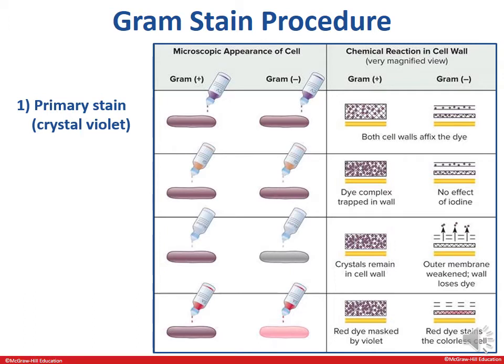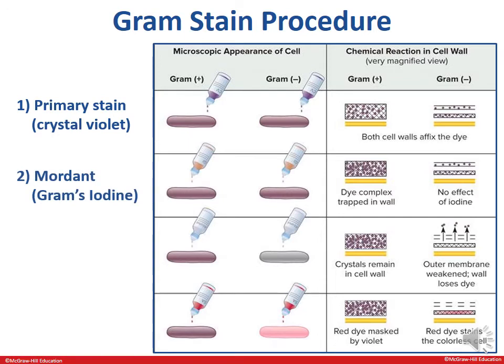Actually, both gram-positive and gram-negative cells will take up this dye. The fatty acid tails of the phospholipids of the cell membrane will also take up this dye. And so all cells will stain purple, basically, after the first step of the gram stain.